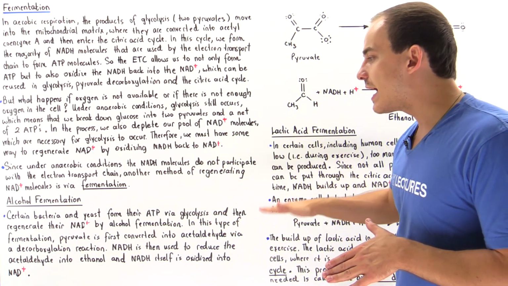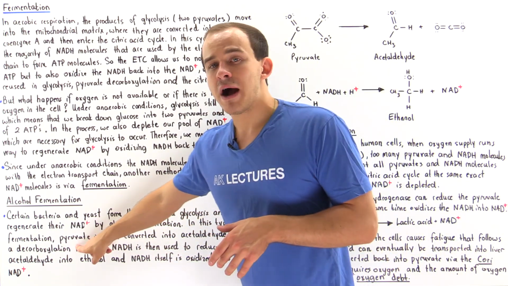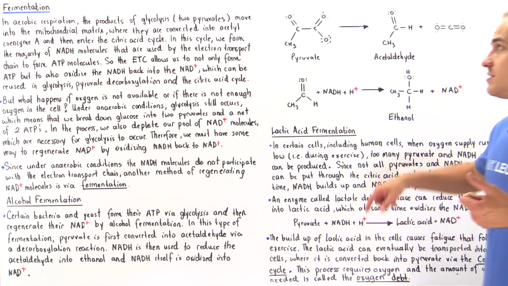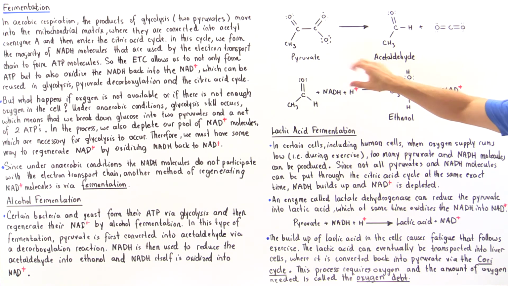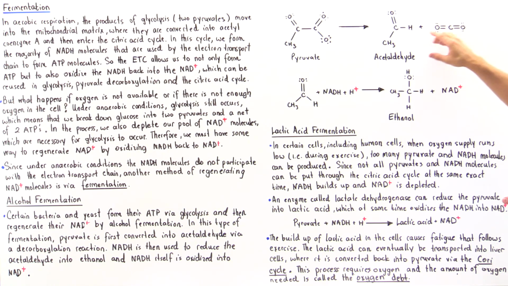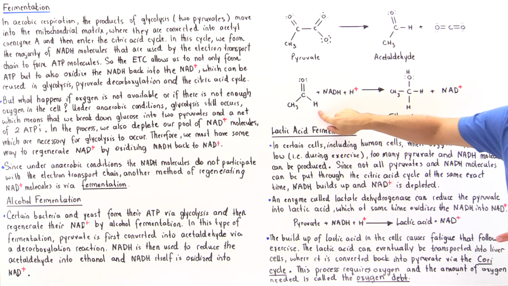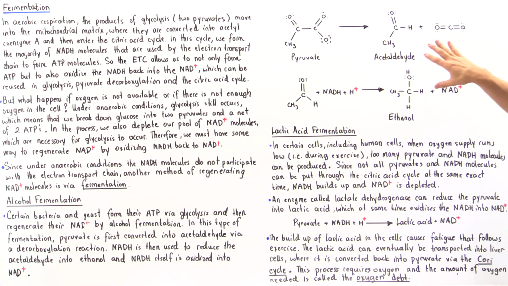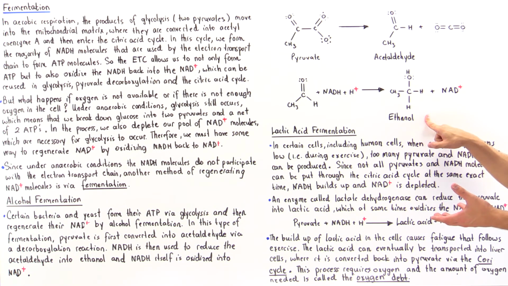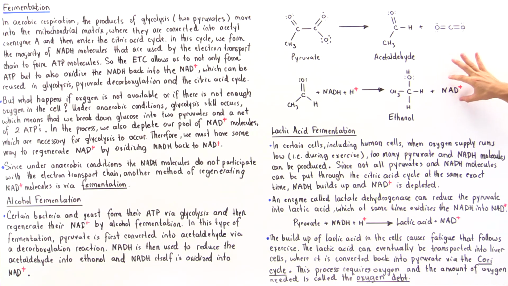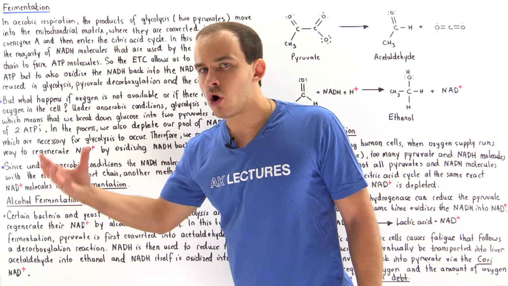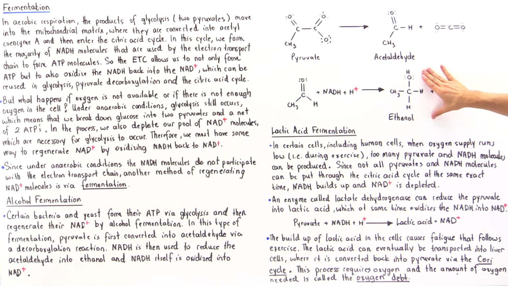So in this type of fermentation, pyruvate first undergoes the process of decarboxylation to produce acetaldehyde as well as carbon dioxide. And then our acetaldehyde reacts with our NADH and an extra H ion to form our ethanol alcohol as well as our oxidized NAD+. So this is exactly why we call it alcohol fermentation, because we form ethanol.